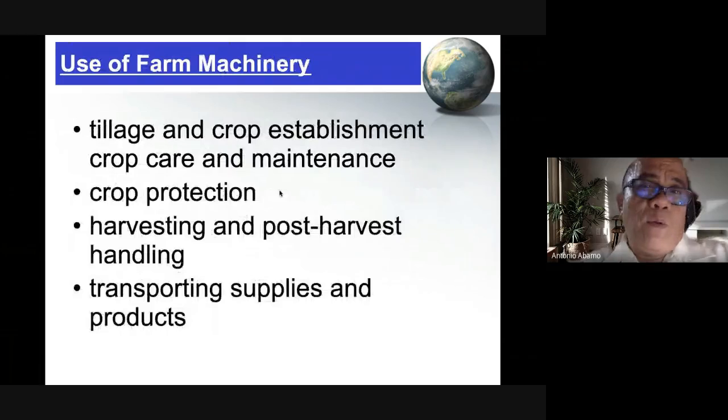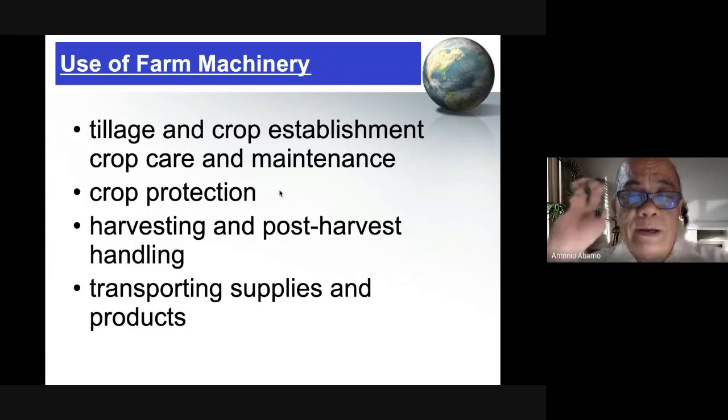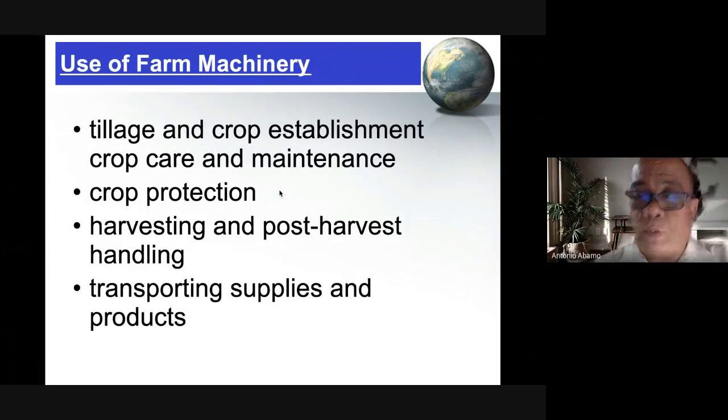Now, the use of farm machinery and equipment. Farm machinery is used primarily for tillage, for crop maintenance, for crop protection, for spraying, for harvesting and post-harvest handling, and of course for transporting supplies and also products from the farm to the market, and so on and so forth. So these are the uses of farm machinery.